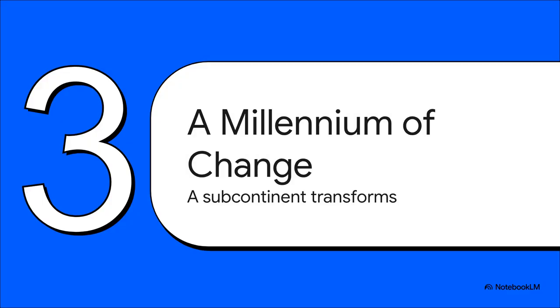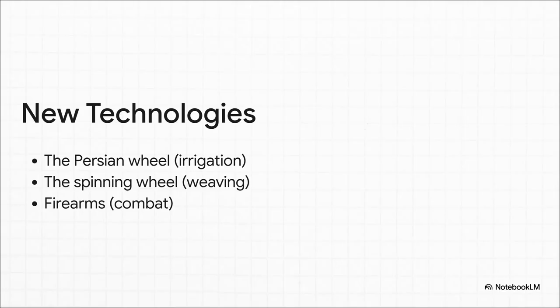So with all of that in mind, the tricky maps, the shifting words, the fragile texts, what kind of story do these sources actually tell us? What was this 1,000-year period from 700 to 1750 really like? Well, first off, it was a time of massive innovation. New technologies showed up that completely changed daily life.